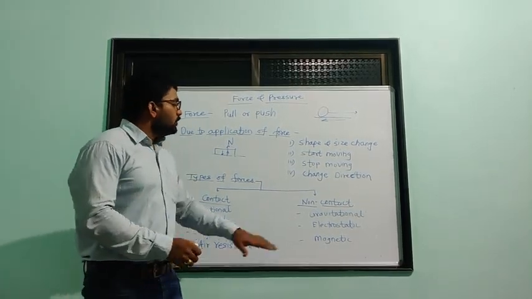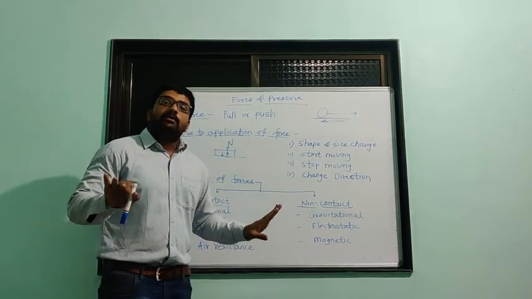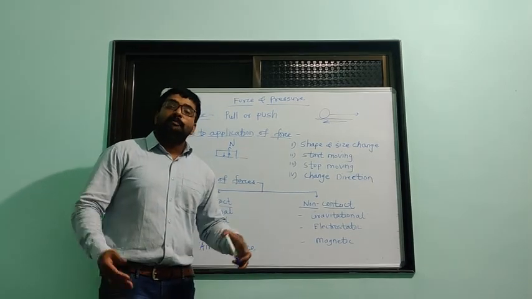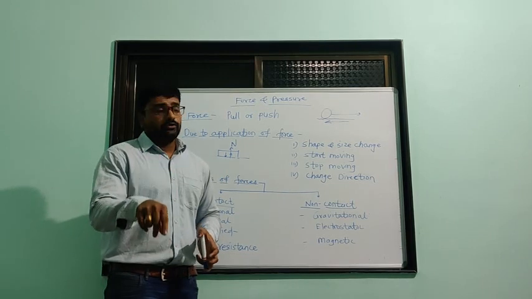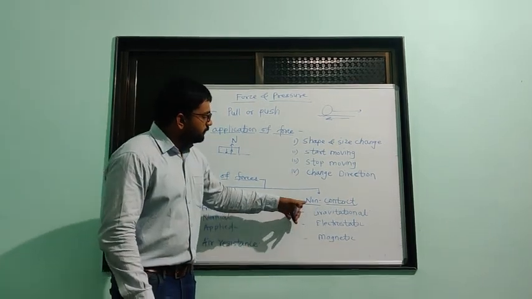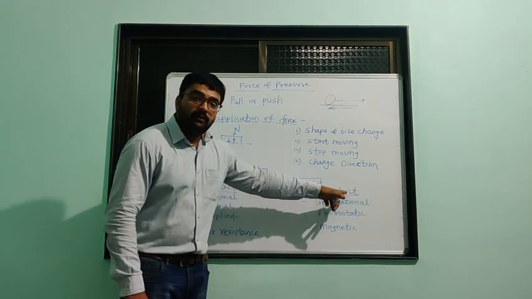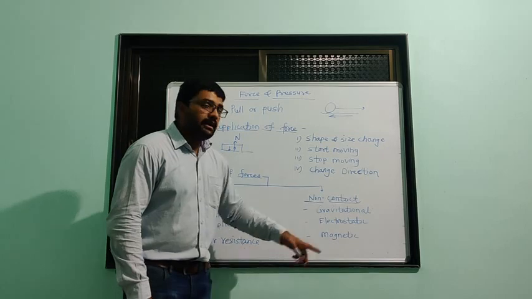So gravitational force does not need direct contact between objects. It is present between any two massive bodies. So gravitational force falls under the category of non-contact forces. Next is electrostatic forces.